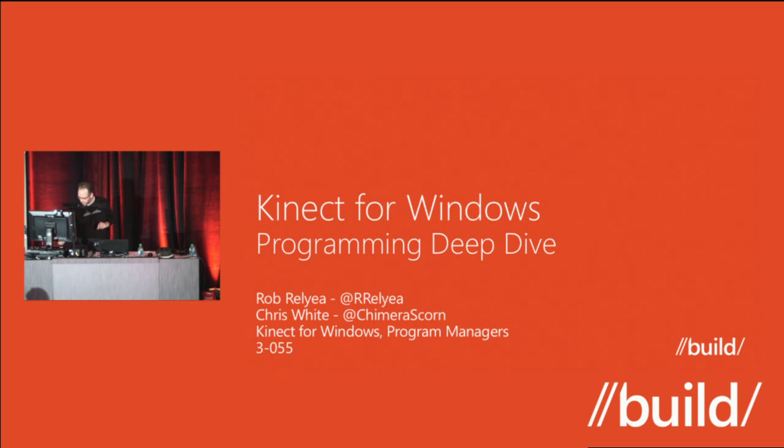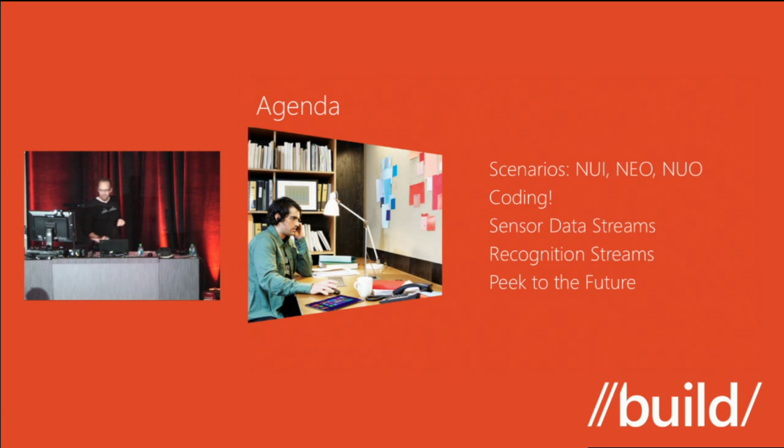Today we're going to be talking about the scenarios for Kinect for Windows. You've heard of NUI. We'll talk about some other scenarios. We'll do a lot of coding. I'm going to start from a basic sample and work my way up, walking through a number of important parts of our API. Throughout that time, I'll be talking about the different data streams that come from the Kinect sensor.